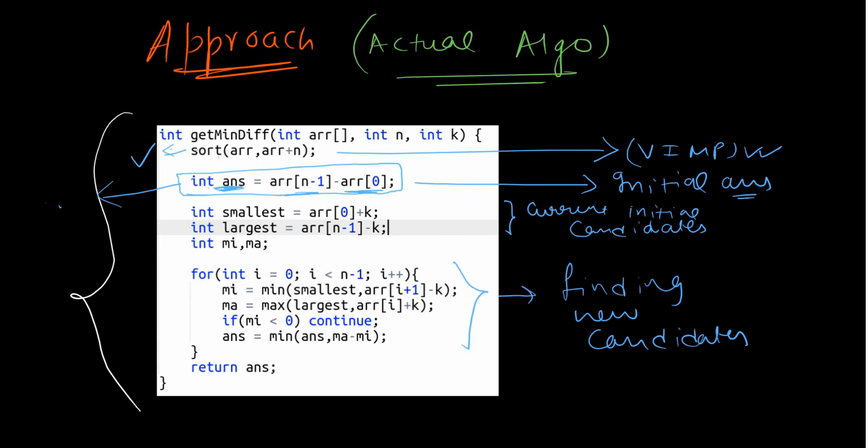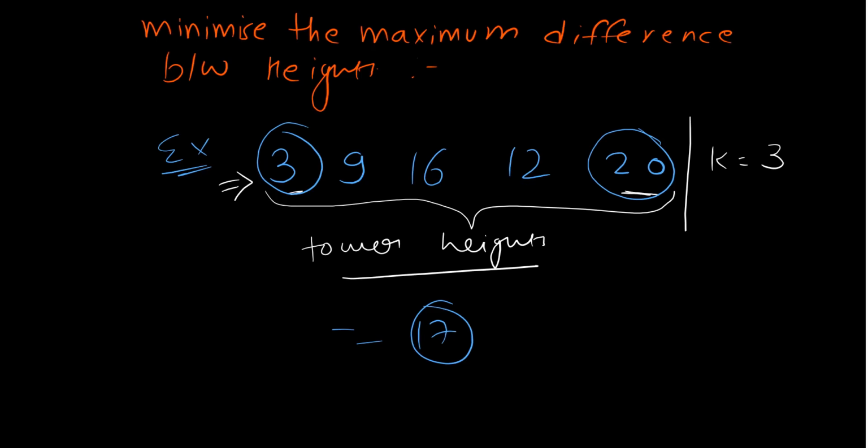Now the next thing we will do is take the smallest tower height that we get after applying the operation and the largest tower height that we get after applying the operation. Let me explain what I am trying to say.